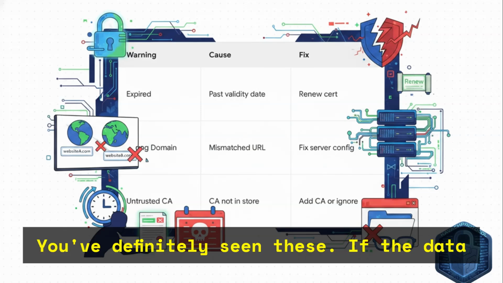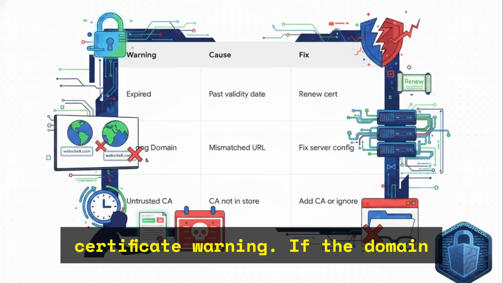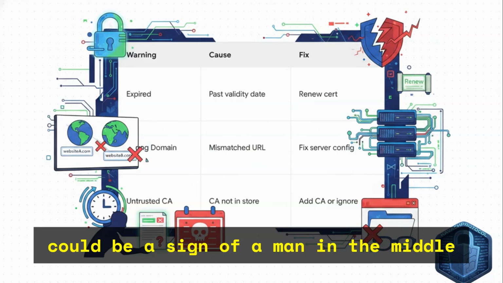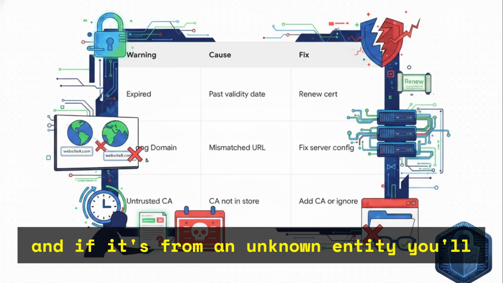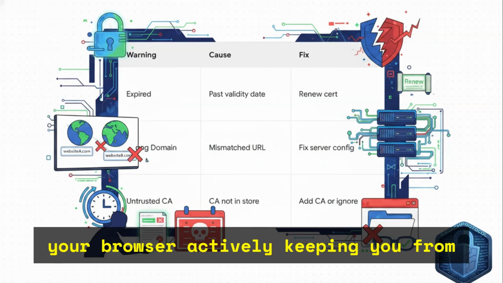You've definitely seen these. If the date is past expiration, you get an expired certificate warning. If the domain doesn't match the URL, which by the way could be a sign of a man-in-the-middle attack, you get a wrong domain warning. And if it's from an unknown entity, you'll see an untrusted CA error. These warnings aren't just annoyances. They are your browser actively keeping you from being scammed.